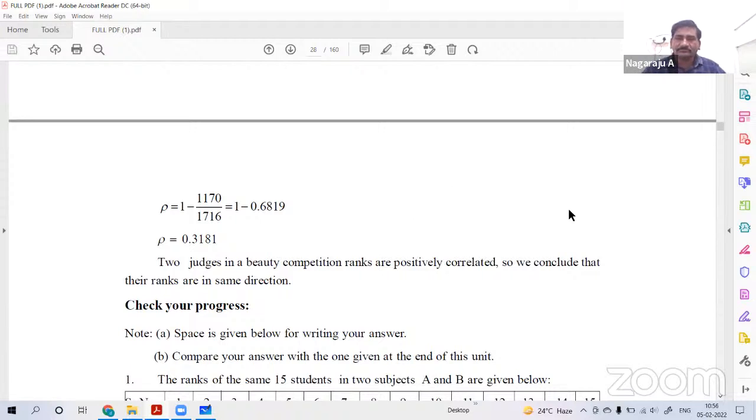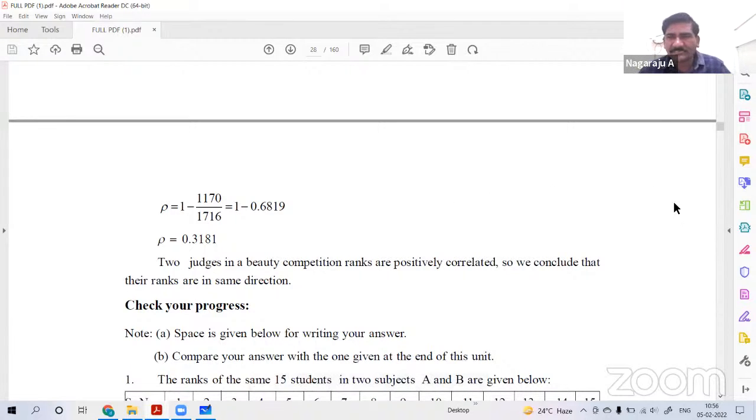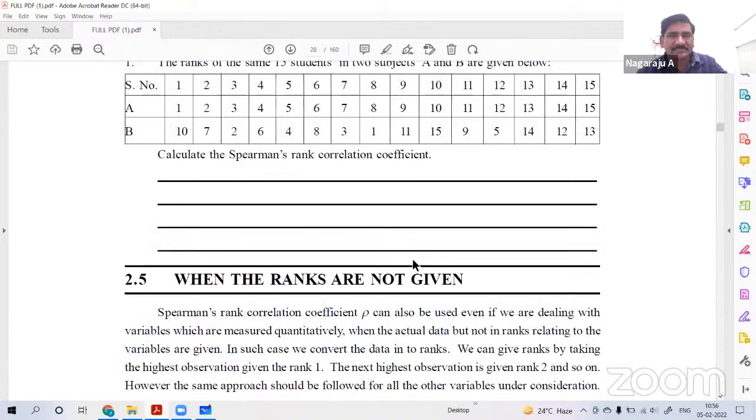Question. Okay, anyway, today we discussed the total concepts. I will wind up the session, and we will discuss rank correlation further.